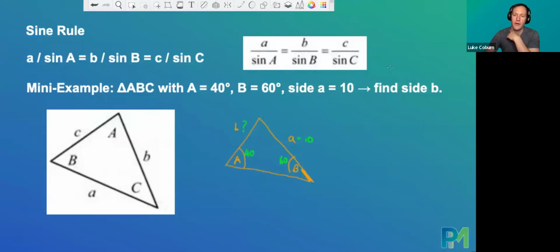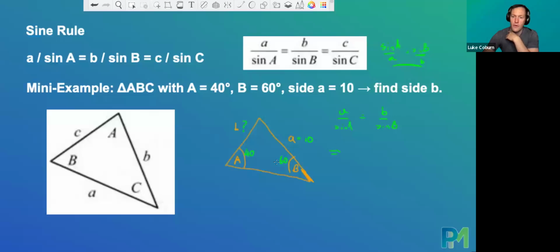I'm after b. Now I could write this as sine A over a is equal to sine B over b. It's exactly the same thing. You just flip both sides. If you're asked for an angle, you would use this form. If you're asked for a side, you would use this form. I'm going to pick out from this what I need: a over sine A is equal to b over sine B.